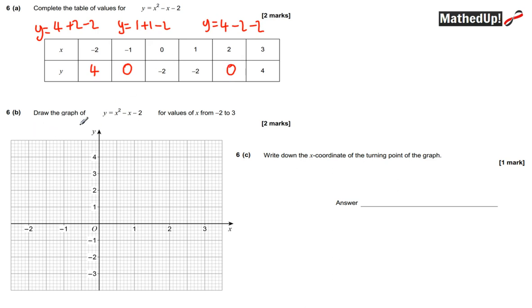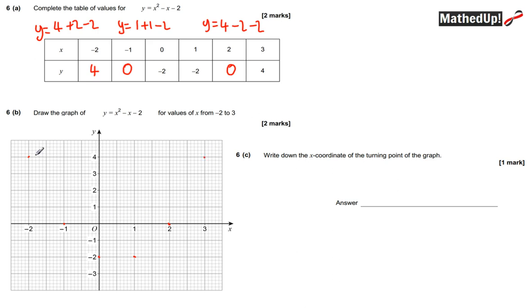Okay, part B says draw the graph of y is equal to x squared take away x take away 2, between the values -2 and 3, so between these values here. Okay, so we can mark on our coordinates here. We've got -2 as our x coordinate and 4 as our y, so we can go -2, 4, and we'll mark a point there. And then we've got -1, 0. We've got 0 and -2. We've got 1, -2. We've got 2, 0, and we've got 3, 4.